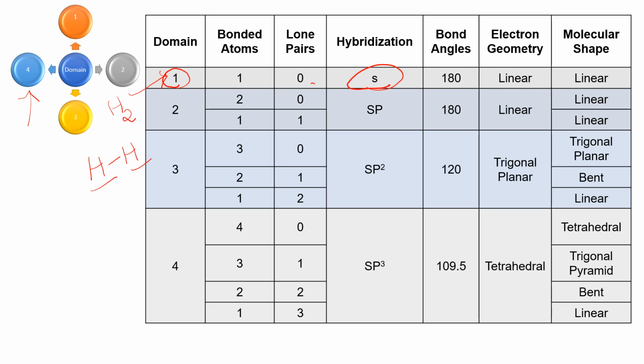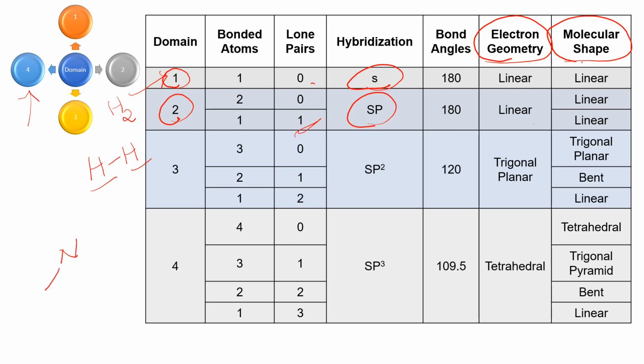Then you have a domain 2. Domain 2 means it could have two bonded atoms, or one bonded atom and one lone pair. That falls under hybridization of sp. They have a bond angle of 180, and the electron geometry is linear and the molecular shape is also linear. So what is the difference between electron geometry and molecular shape?